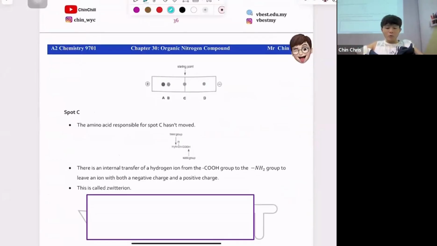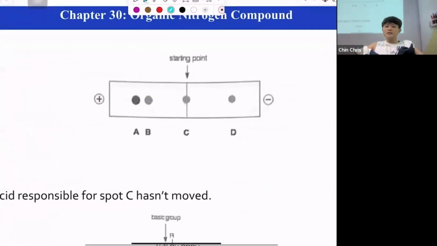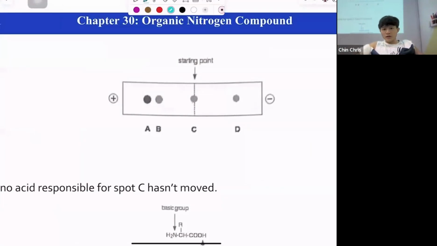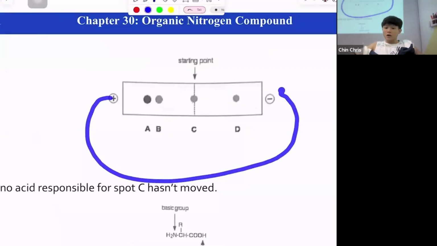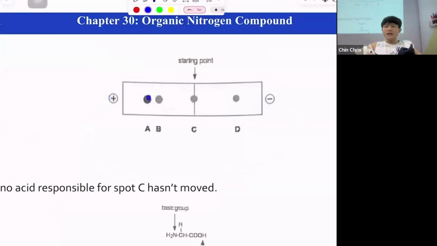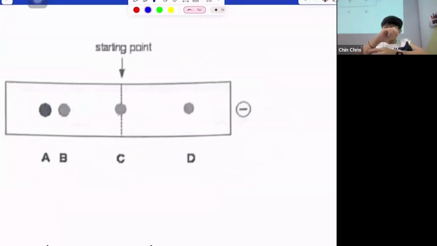All right, guys, now let's look at one example. Okay, you see, this is where my starting point is. And after running the electrophoresis, I get a series of spots A, B, C, D. All right, guys, now what can we deduce from spots A, B, C, D? Let's look at spot D. I want us to circle spot D.